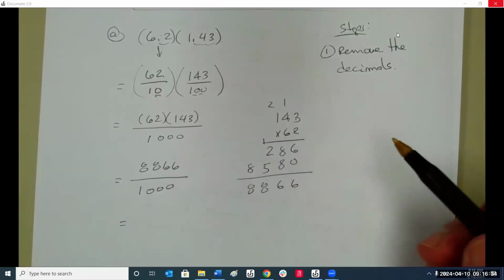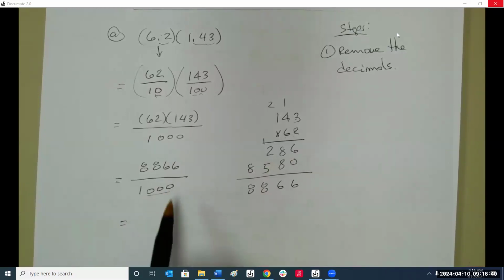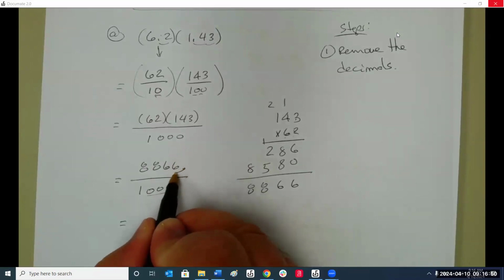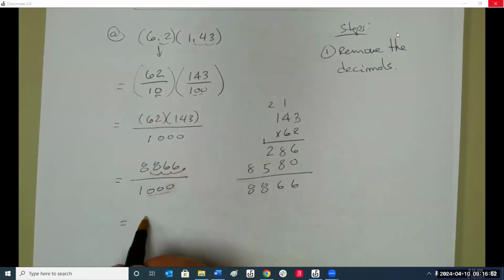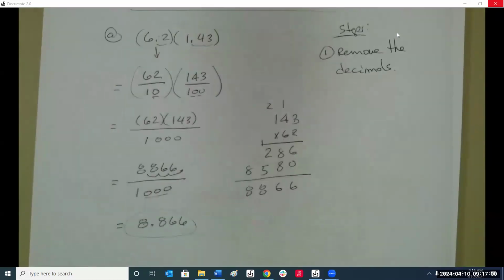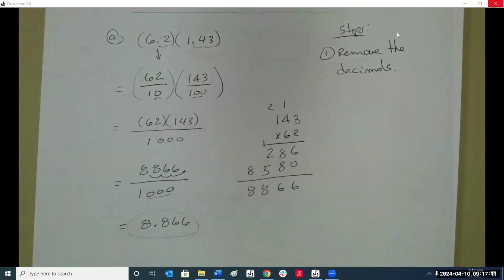Because the kids should know how to multiply already. We've done that a couple of times. So now we're dividing by 3 zeros. What does that 3 0 tell us to do? It says move the decimal 3 to the left. 8.866. It's reverse of what we've been doing, which is how we're supposed to do it.